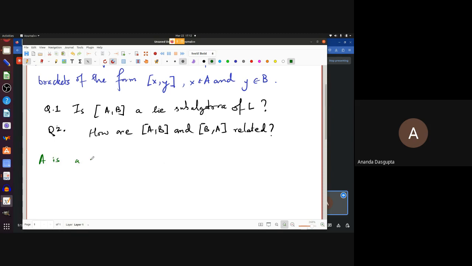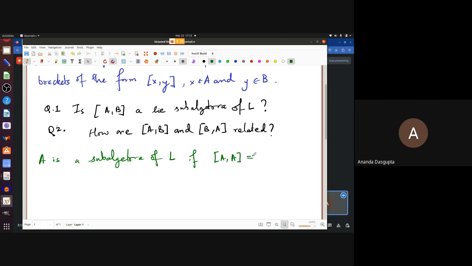So A is a subalgebra of L. In fact, this is the reason why, if you want to even state this, you have to define the bracket between arbitrary subsets. Because when you say A is a subalgebra of L, if certain thing happens, then you should be able to do this. If what? If the bracket of A with A is what?